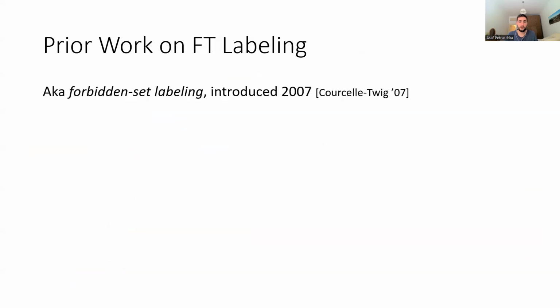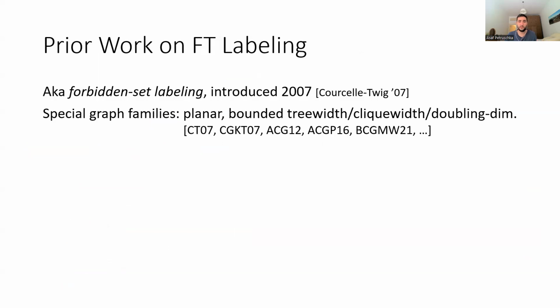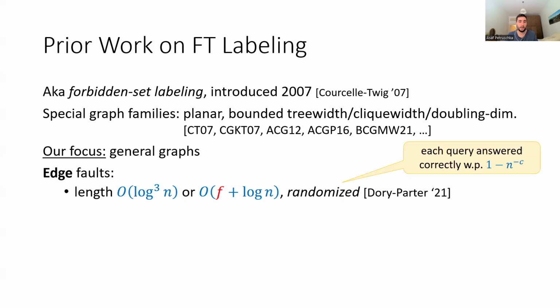The first explicit introduction of this notion, also known as forbidden set labeling, was in 2007, and since then most of the work was focused on this problem when the graph comes from some special graph family, like planar graphs or bounded tree-width graphs. However, our focus is on the unrestricted case, where the input graph could be any undirected graph on n vertices. So the first work on general graphs was by Dory and Parter only recently in 2021, and they considered the setting of having at most f faulty edges rather than vertices. So note that in this variant, one should also give labels to the edges. And Dory and Parter gave two randomized schemes with short labels, where queries are answered correctly with high probability.